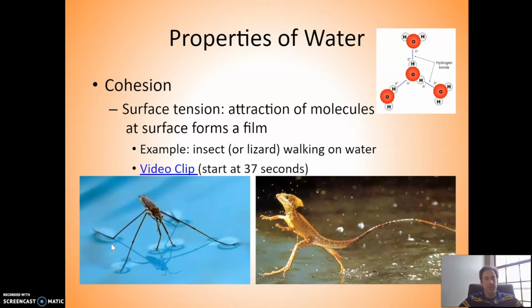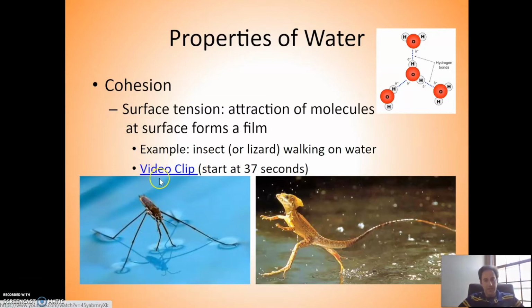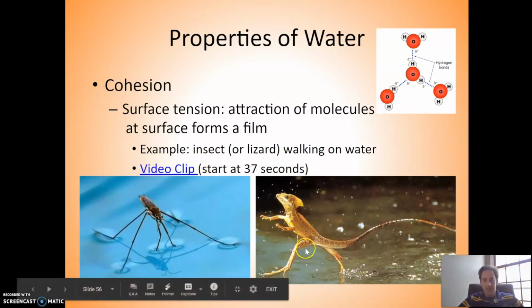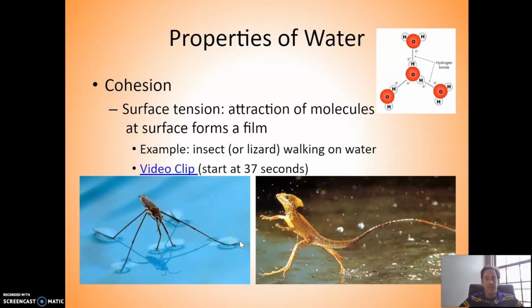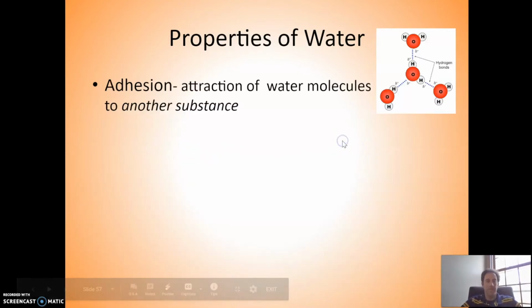And I'm sure you've seen these little water bugs scooting along on the surface of the water. You could click on this video clip if you pull up the notes and watch this. It's pretty entertaining. There's this little lizard who's small enough that he can actually run across the water if he's moving fast enough. If he just stood there, he would sink because he's too heavy. But if he's running fast enough, he can utilize the surface tension to do that.